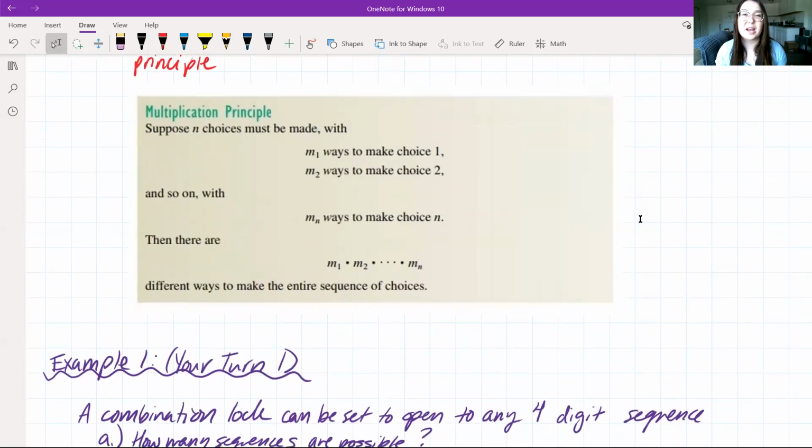In essence, we're thinking about a chain of choices. For your first option, you have X amount of choices. For your second option, Y amount of choices. Third option, Z amount of choices. And you want to know how many different combinations of the choices we can end up having.